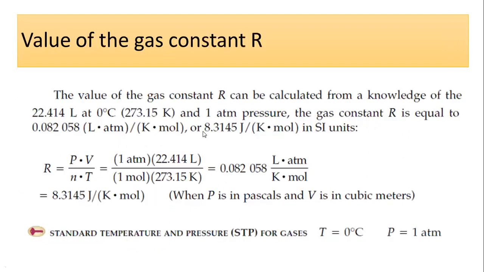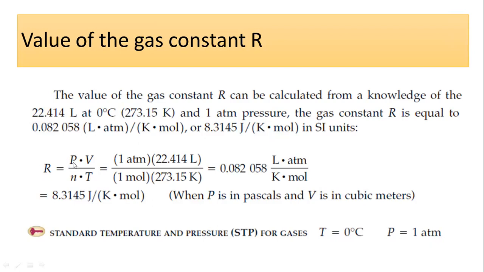So we are using this equation. R will be equal to PV divided by nT. This can be calculated at standard temperature and pressure, and these are the conditions for standard temperature and pressure for gases. Temperature is 0 degrees centigrade, or you can call it 273 Kelvin. Pressure is 1 atmosphere, and now put the values of these standards in this formula.